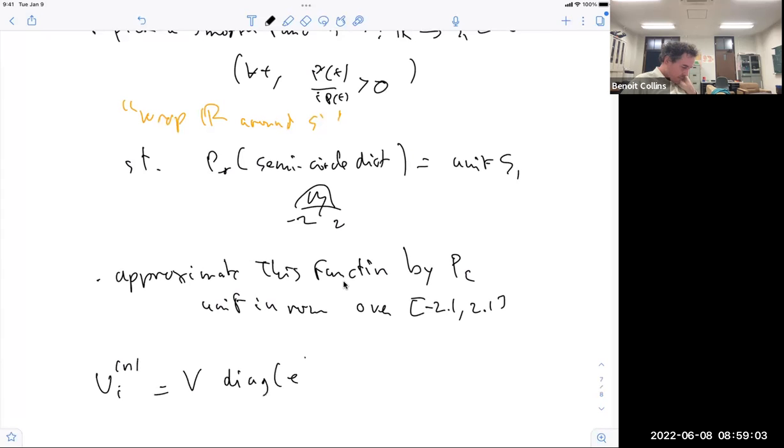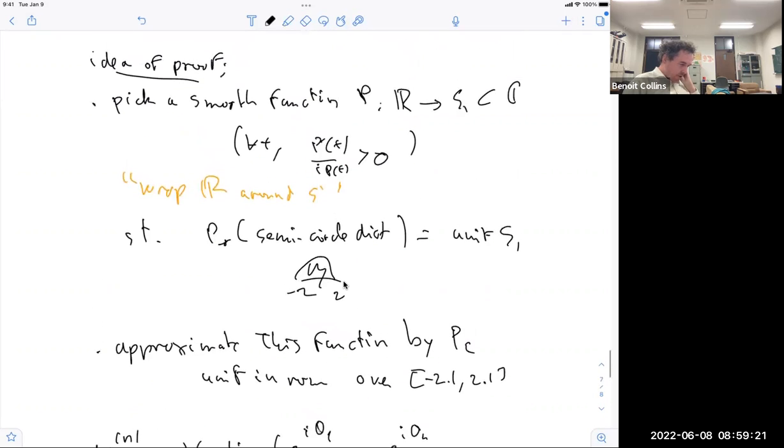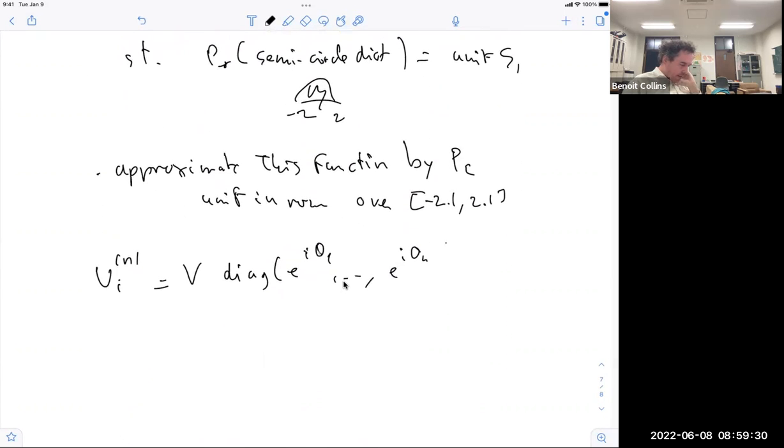e^{iθ_1}, ..., e^{iθ_n}, and here, so let's see, probably if I want to be consistent with what I have to do, maybe I should have requested that P of 0 is 0. Anyway, and so here I have V star, and let's say that θ_1 to θ_n are increasing like this, and this is between -π and π, something like this.